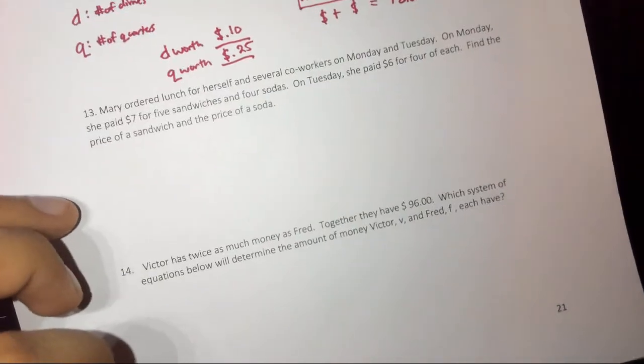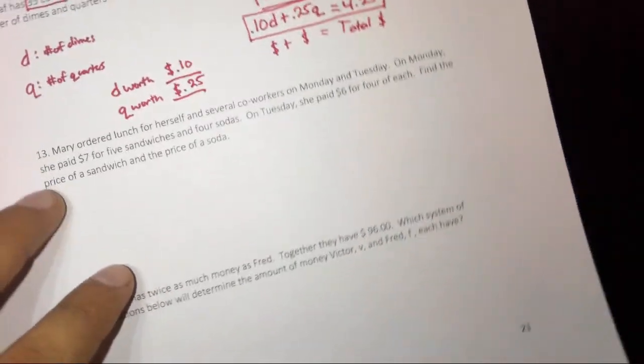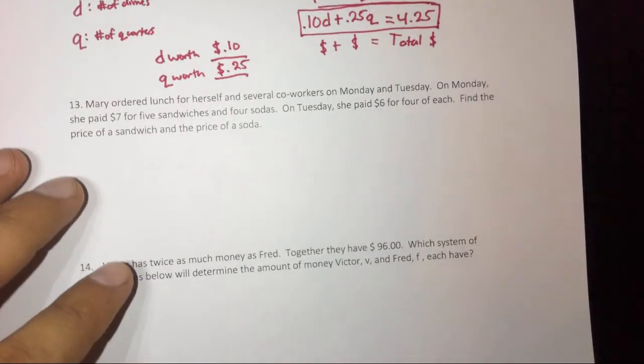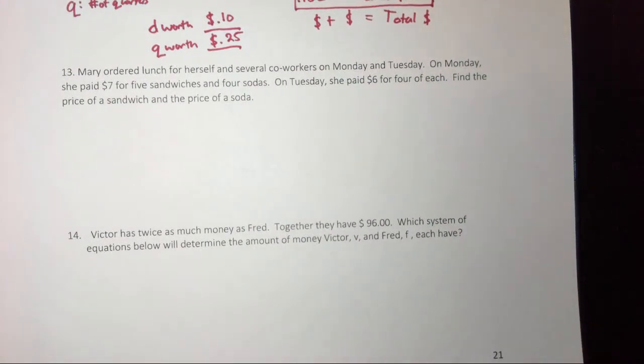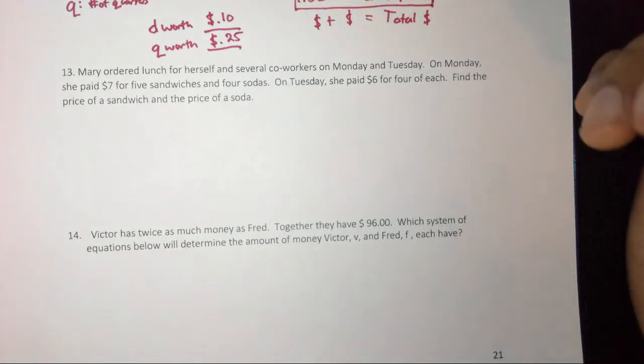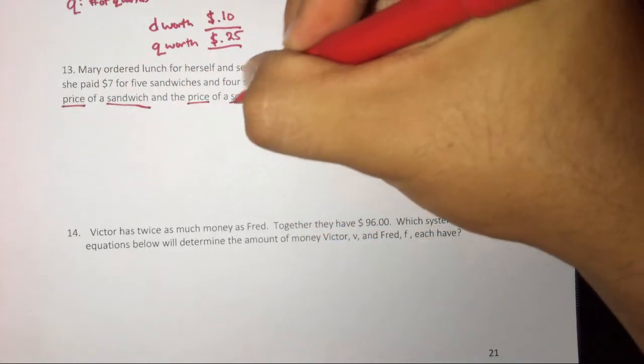Underneath that we have number 13. It says Mary ordered lunch for herself and several coworkers on Monday and Tuesday. On Monday she paid $7 for 5 sandwiches and 4 sodas. On Tuesday she paid $6 for 4 of each. Find the price of a sandwich and the price of a soda. Obviously at the end it tells me what to find.